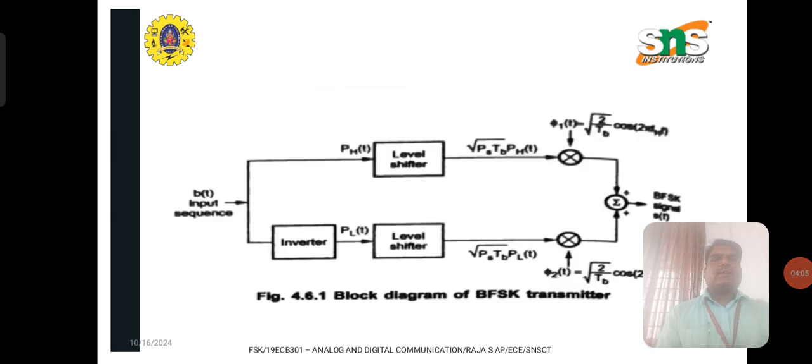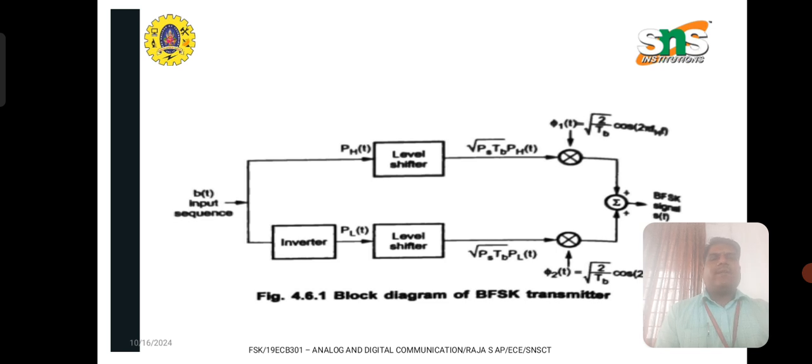So this figure shows the block diagram of the BFSK transmitter. As you see in the figure, the input sequence will be a combination of ones and zeros. Whenever data 1 comes, it goes to the upper or higher level. Whenever data 0 comes, it passes on to the lower level. When you take 1, that is p_H of t, it is given to the level shifter for incrementing the value. Then it is multiplied with the carrier root 2 P_S by T_B cos 2 pi f_H t.